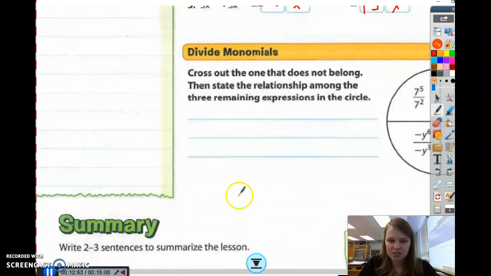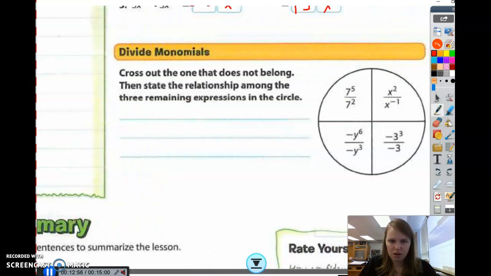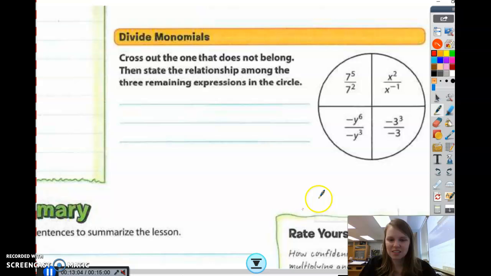Let's take a look at the next section here. Cross out the one that does not belong, then state the relationship among them. Okay, we've only got 2 minutes left here until my time runs out. My time runs out at 15 minutes. I'm going to go ahead and pause right here. We'll finish this in the next video, okay? So take a look at video number 2 to finish this example here.